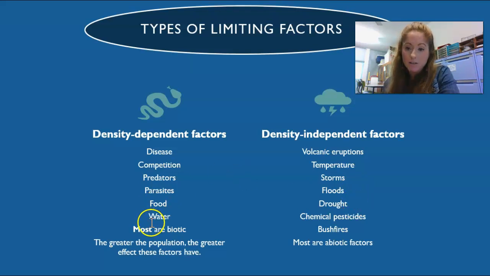Rainfall then affects water availability, but rainfall could also be here, because we could talk about if there's a lack of rainfall, we then go into a drought, then the plants don't grow, and that could affect the population of herbivores. Pesticides or any kind of chemicals that are in the environment, and then bushfires. All of these are abiotic factors. They're all density independent factors, meaning that the size of the population really doesn't affect their influence. And so they can be a limiting factor at any time to any size of any population.